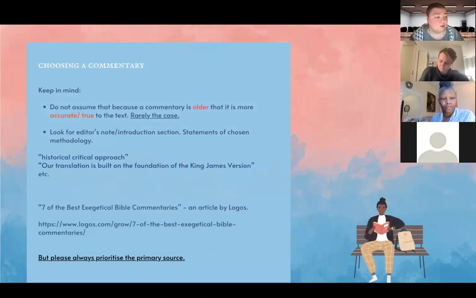First, please do not assume that just because a commentary is older, it's more accurate or true to the text. In fact, this is rarely the case. Secondly, at the beginning of the commentary, you will usually find an editor's note or an introduction section. In this section, the editors will state their chosen methodology. They may use terms such as historical critical, for example. It can help to be aware of the methods that they have been using.